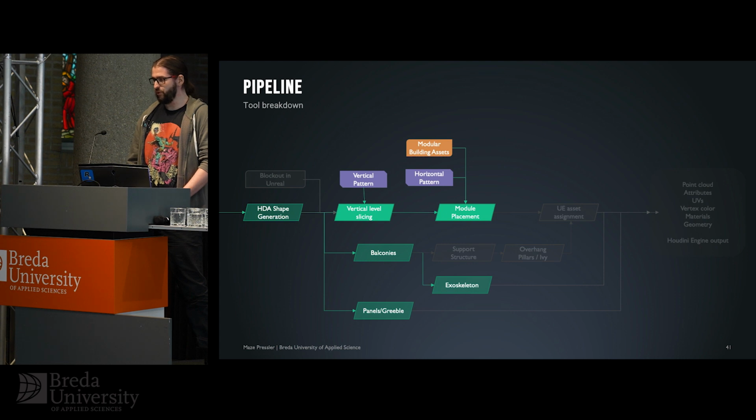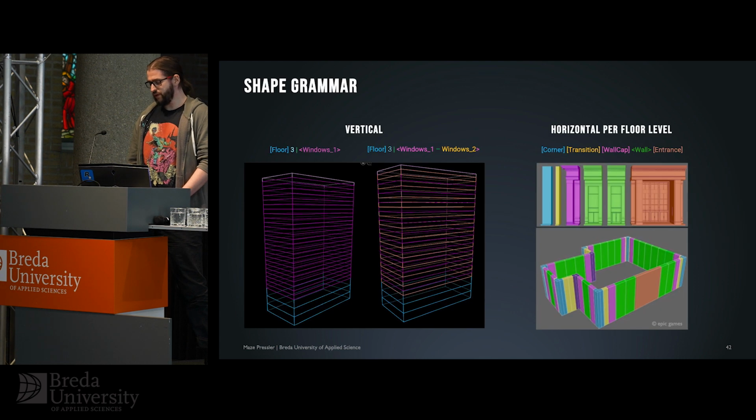Moving on to implement modular assets. To approach modularity, a wide variety of unique layouts, I utilize the shape grammar concepts to place pre-built modular assets. The vertical shape grammar defines the placement of the floors and influences the overall shape of the building, while the horizontal shape grammar describes the layout per floor level, including the placements of corners, walls, and windows.